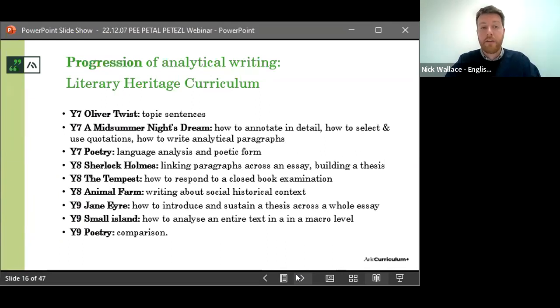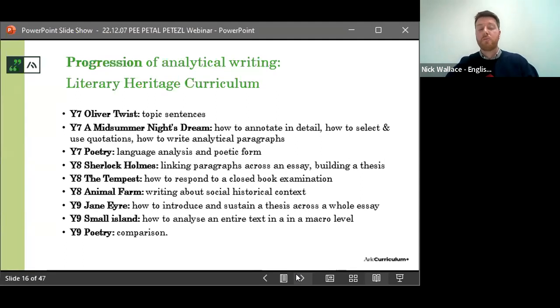So in Year 7, in Oliver Twist, we'll start by establishing what makes a successful topic sentence. In A Midsummer Night's Dream, we'll move on to how to annotate a passage or a text in detail, how to select the best quotation and how to embed them into your essay, how to compose extended analytical paragraphs. We'll then move on to how to do some close textual analysis, language analysis, exploration of poetic form, with a real focus on figurative language.